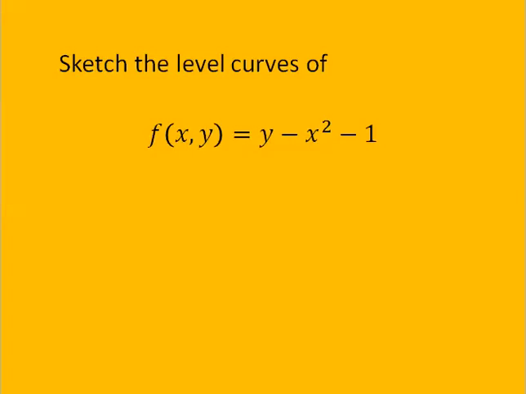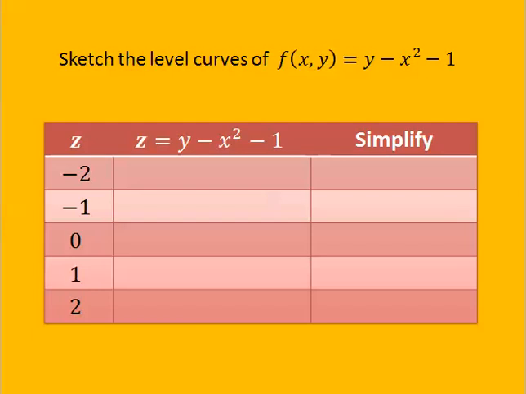Let's sketch the level curves of this function. We're going to vary z by 1 unit every time, starting at -2. Put that value into the equation and then simplify. Do that now.